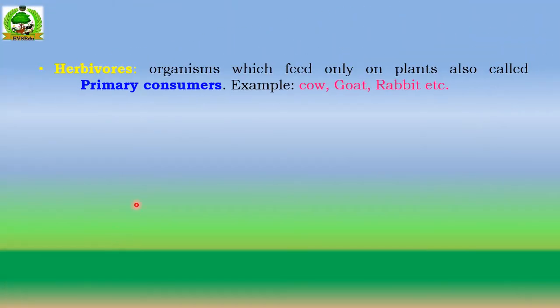Herbivores are those organisms which feed on plants, also called primary consumers, and examples are cow, goat, rabbit. Such herbivores, or primary consumers, are not able to prepare their own food, but are dependent upon the producers in any ecosystem. What kind of herbivore it is, be it a cow, goat, rabbit, or a grasshopper, these are dependent upon the producers for their food. These herbivores are also known as primary consumers.